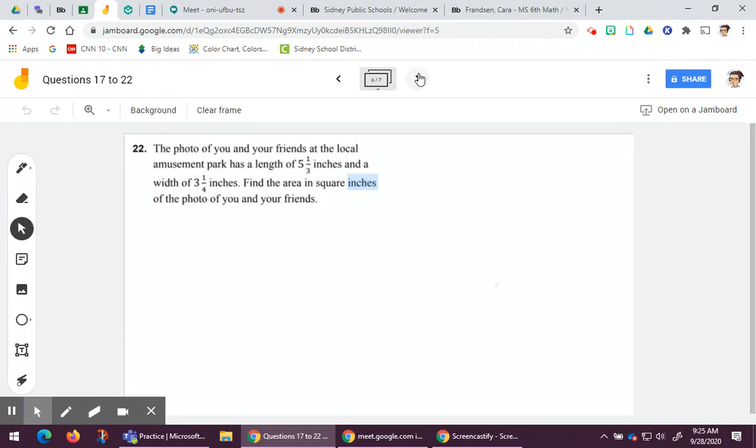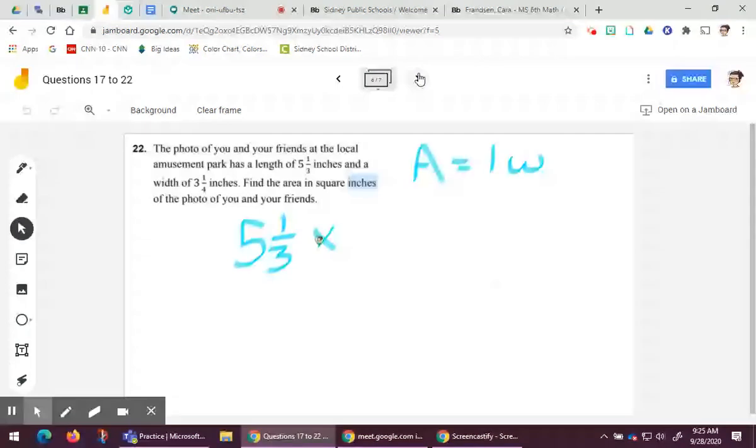We don't know how to do area yet, Mrs. Franzen. Yes, we do. Area is always length times width of something that's rectangular, right? So if you have a photo of your friends at the local amusement park, and it's a rectangular photo, normally photos are rectangular, it's 5 1/3 inches for a width, and 3 1/4 inches tall. Actually, I said that backwards, but you could even switch those around, and due to the commutative property of multiplication, it wouldn't matter.